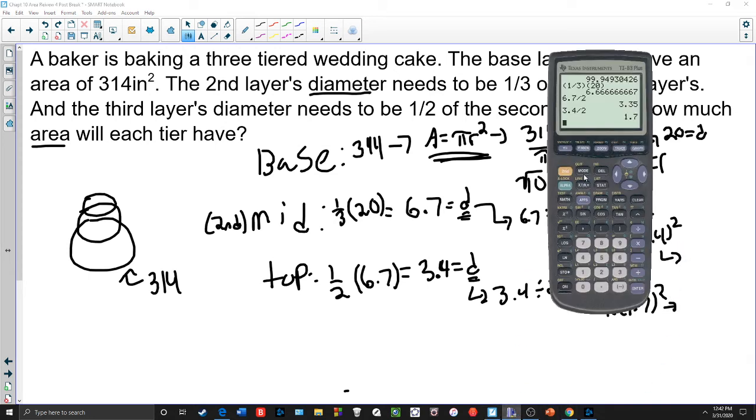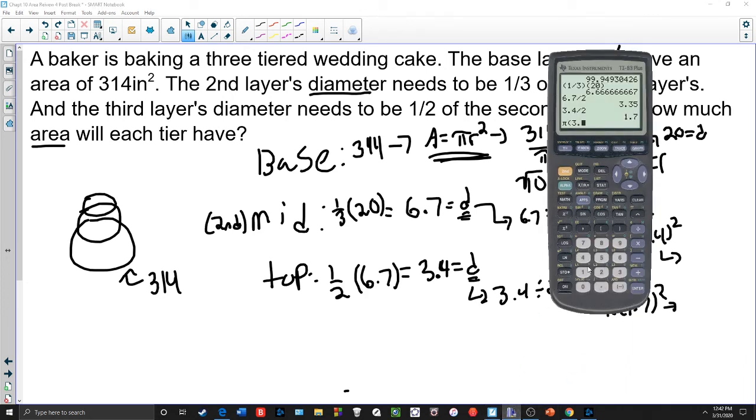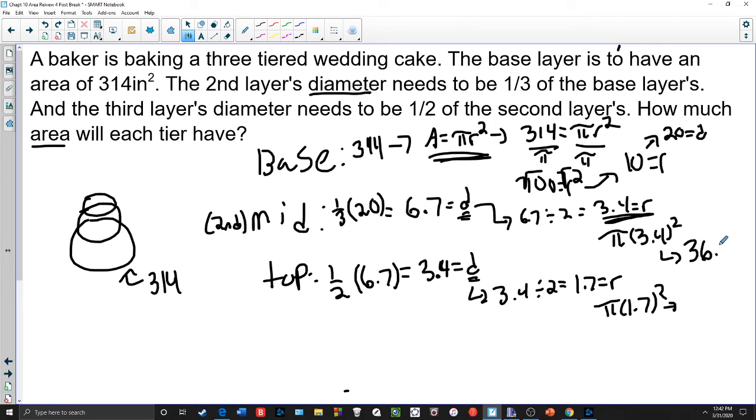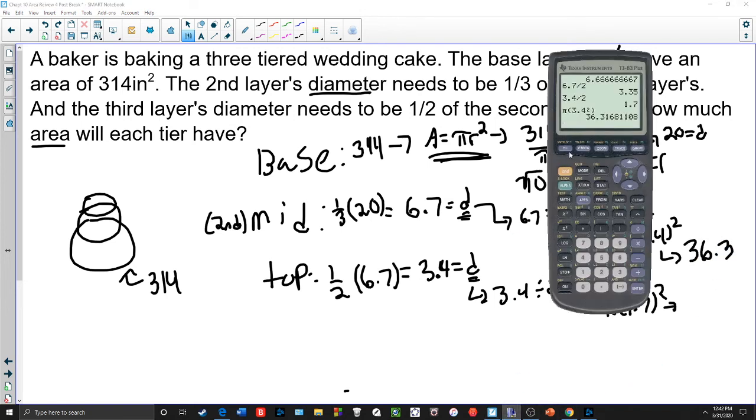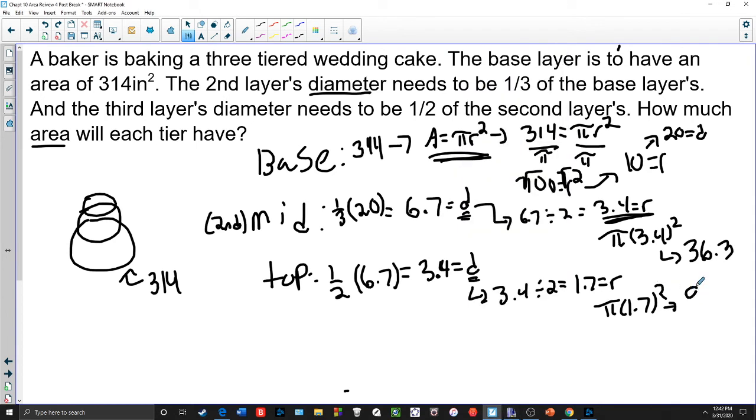If we calculate these real quick, pi times 3.4 squared gives us 36.3, and for the next one, pi times 1.7 squared gives us 9.1. So these are the respective areas of each layer of the cake, essentially.